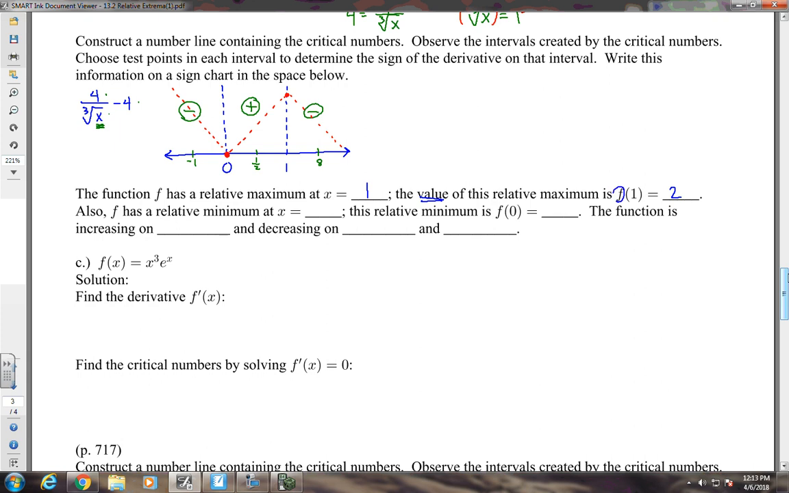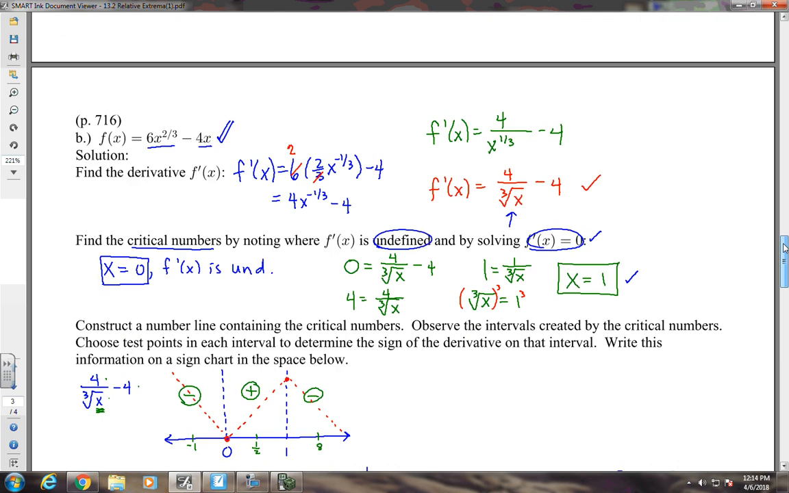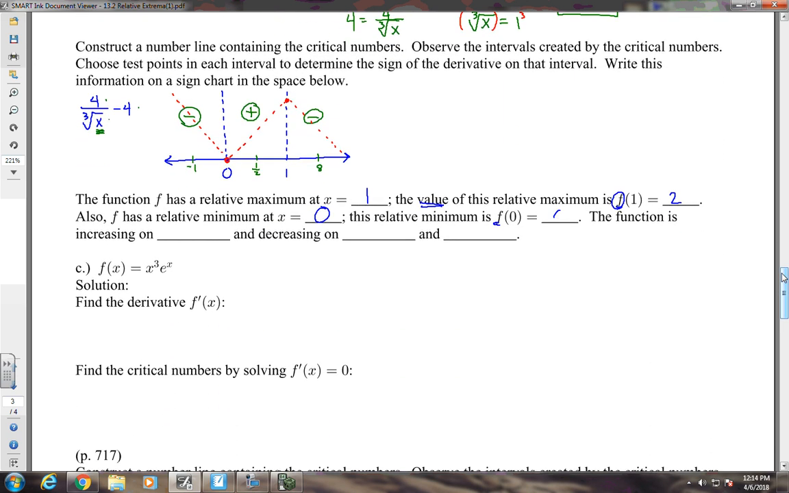Okay, notice we used f, not f prime. So at x equals 1, the maximum value is 2. So the ordered pair (1, 2) will be on the graph of the original function. Okay. Also, f has a relative minimum. See the bottom point here? At x equals 0. This relative minimum is f of 0. Now remember, we got to go all the way back to the original function. When I plug 0 in for x in my original function, I'm going to end up with 0.